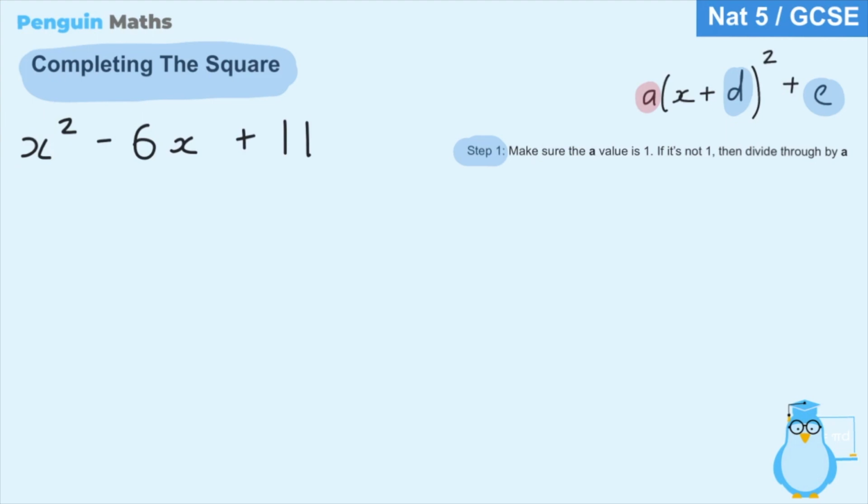But let's say for instance we had a 3x squared, a 2x squared, just a number that's not 1, then what we have to do is divide through by a. So if a is 3, we have to divide through by 3 for each of these three terms, and doing that will make the a value 1. But in this case we don't have to worry about that just now because the a value is 1, so that's the first step complete.